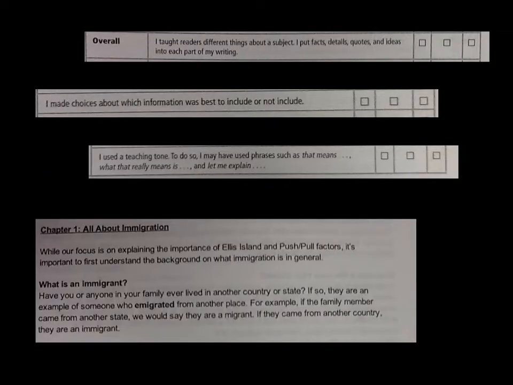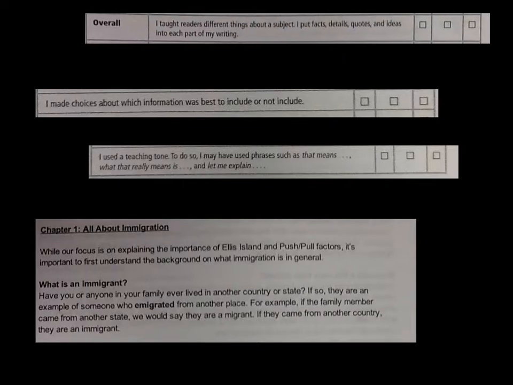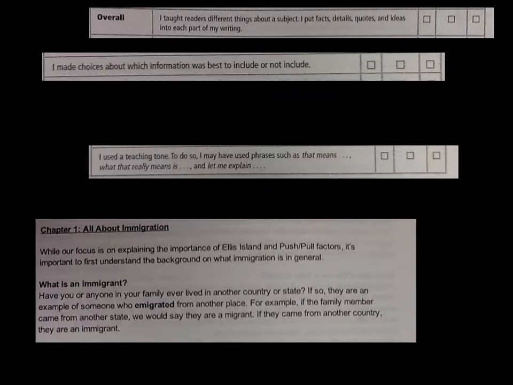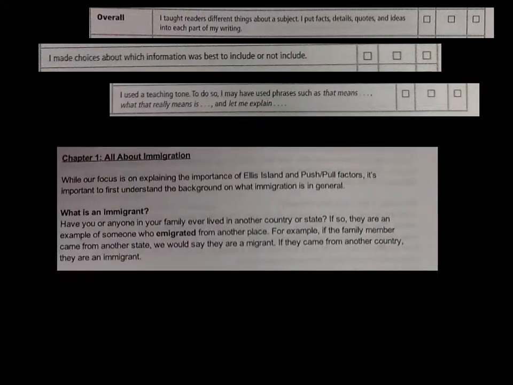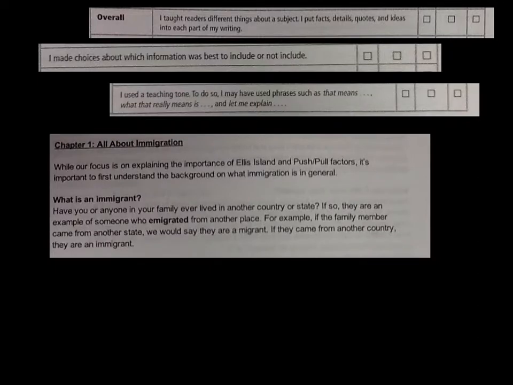Let's take a look at the paragraph that I've already written. Again, we need to know that overall we have facts, details, quotes, and ideas in every part. We need to only include information that fits, and we need to use a teacher tone. So what I have so far is this. "While our focus is on explaining the importance of Ellis Island and push and pull factors, it's important to first understand the background on what immigration is in general." This sounds more like an introduction, and we know that yesterday we rewrote this to be our introduction, so I'm going to just cross this section off. I don't need this anymore. I also know that this is now chapter 2, all about immigration.